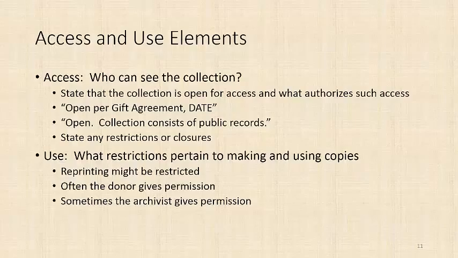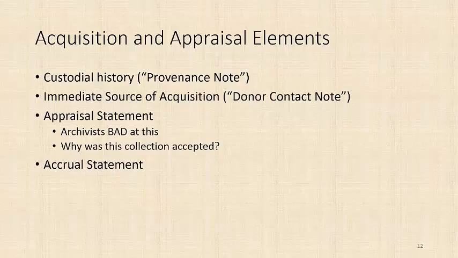If a donor or you as the archivist does not want this to happen, then you have to restrict publication from the web as well. Donors sometimes give permission, sometimes the archivist gives permission, and you can create a statement saying any reprint beyond fair use quotation, which is about 100 words, must be permitted by the donor, or archivist permission required to reprint, or something to that effect. Other elements in a good finding aid are acquisition and appraisal elements.